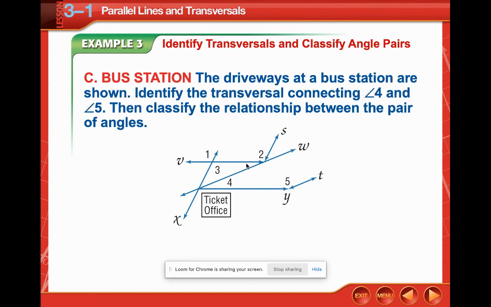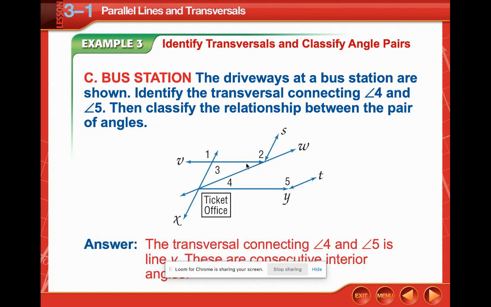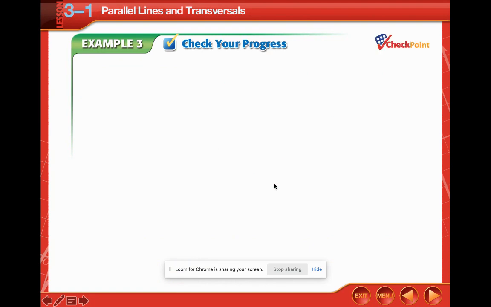All right, 4 and 5. This one becomes a little bit tougher. The transversal is line Y, and they are consecutive interior angles. As you can see, it says T right here, which would be the other line, and Y would be the transversal. So they're both interior angles and adjacent to each other.